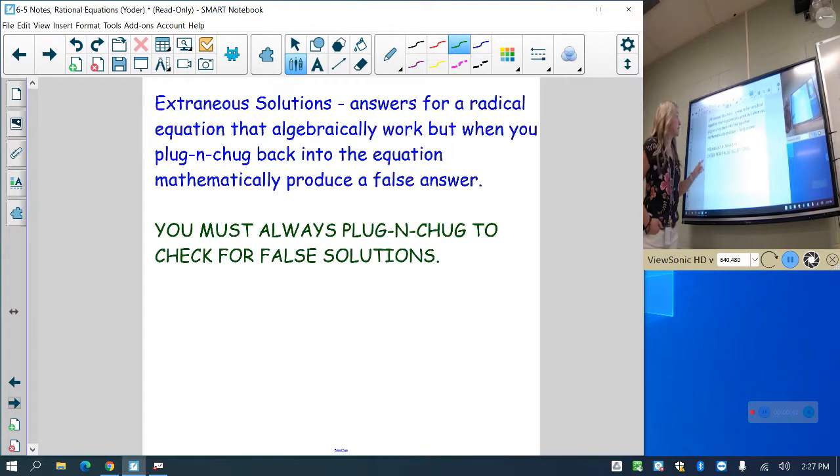A reminder, an extraneous solution is an answer for a radical equation that algebraically works, but when you plug it back into the actual original equation, it produces a false answer. You must always plug and chug or check for false solutions.